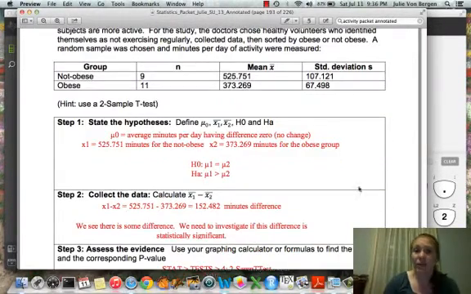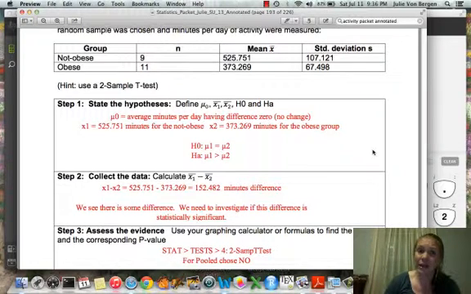So our mean here is measuring minutes per day of activity. And the first group, the not obese group, has 9 members. And the mean is 525.751. The standard deviation is 107.121 minutes. The obese group had 11 members, and the mean was 373.269. And the standard deviation was 67.498. And here's our hint. Because we have 2 samples, we're going to use a 2-sample t-test.